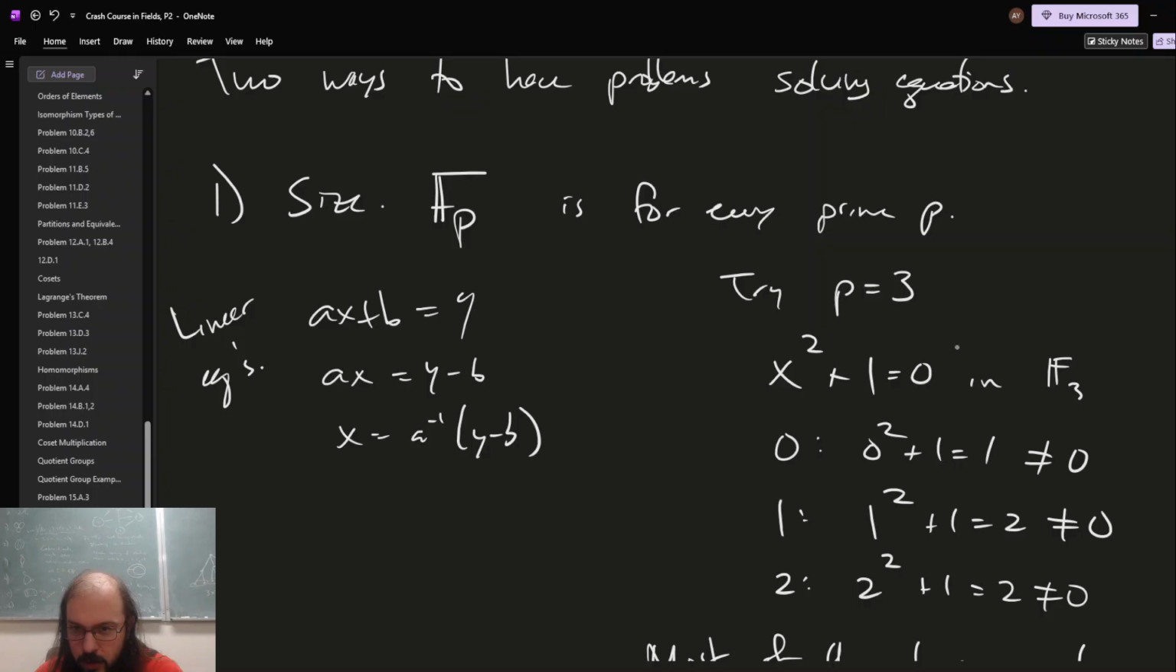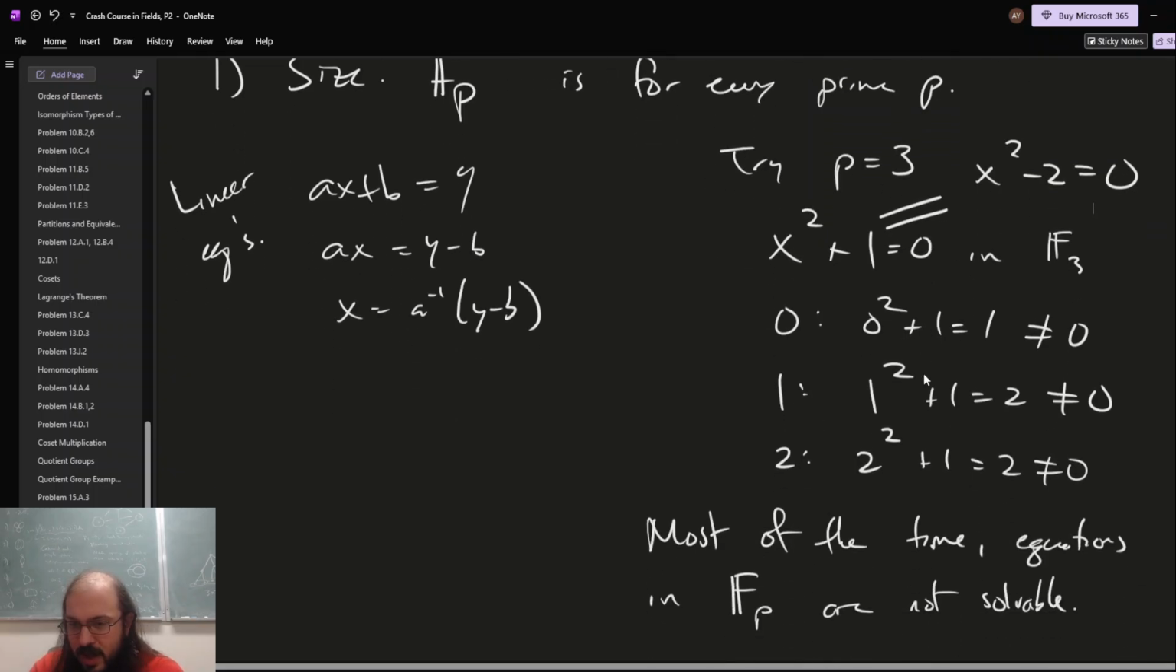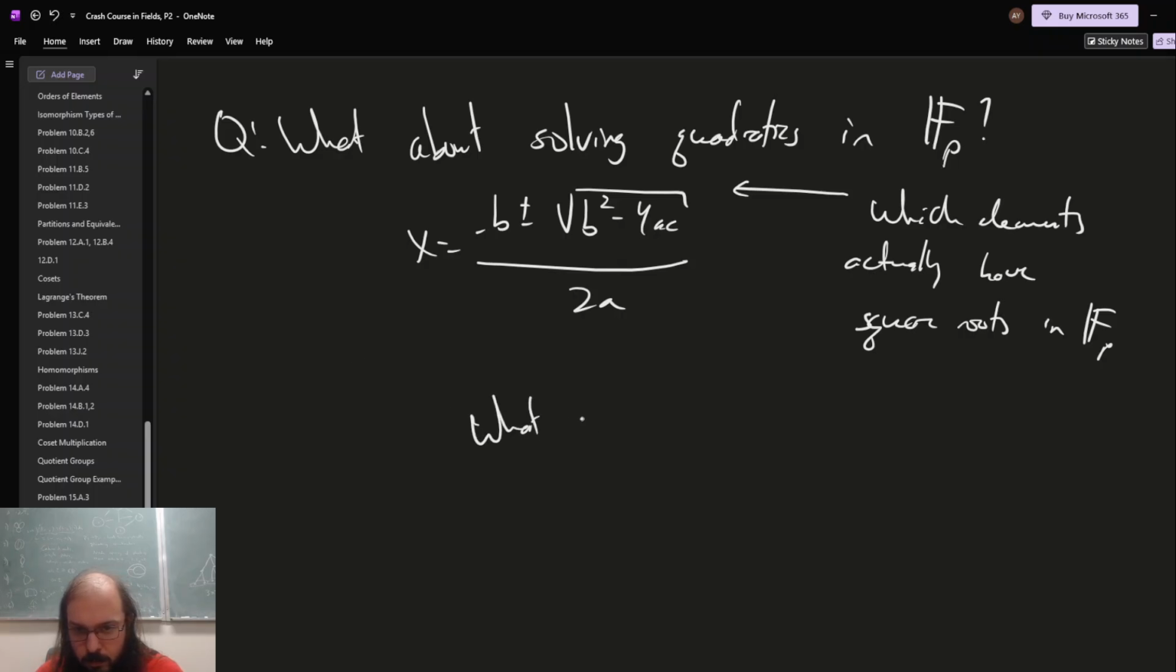In order to make that work, what I'm doing here is telling you that x squared plus 1, in F3 in particular, is the same thing as x squared minus 2. So what I've proven here is that 2 does not have a square root. Maybe I should say what we saw is equivalent to 2 not having a square root.